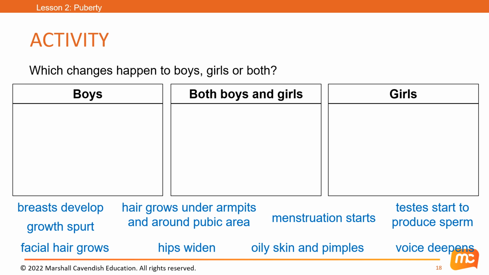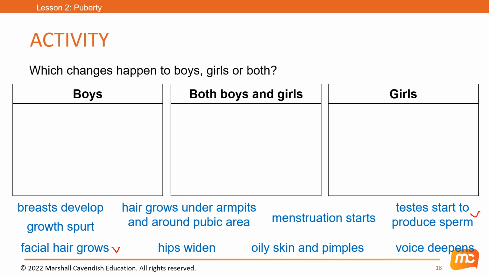Before we answer together, I would like you to read the slide first for a moment. And now let's think about the answers. Okay, are you ready? Start. Now let's start with the boys first. The boys will have, good job, facial hair grows. And then the next, what else? Menstruation starts, oily skin and pimples? Guess not. Testes start to produce sperm? Yes, good job. This is the boys.